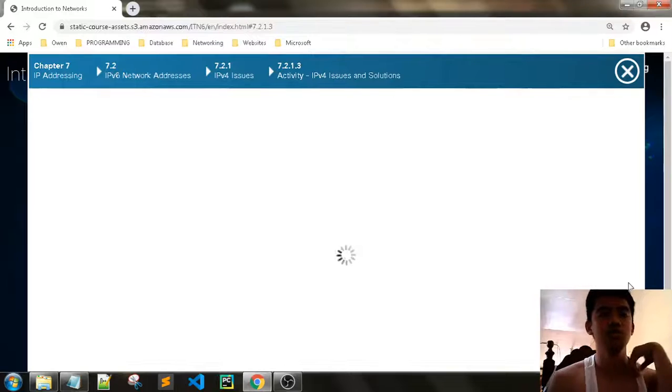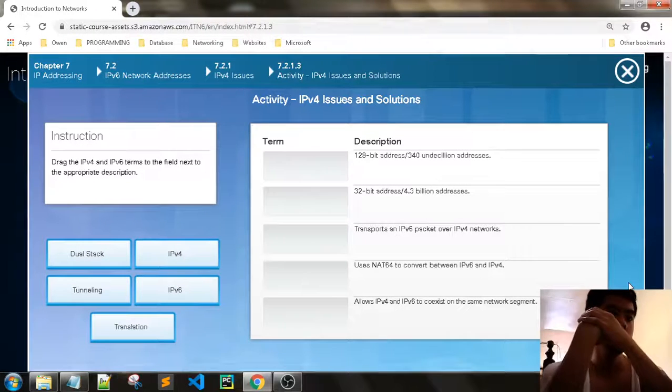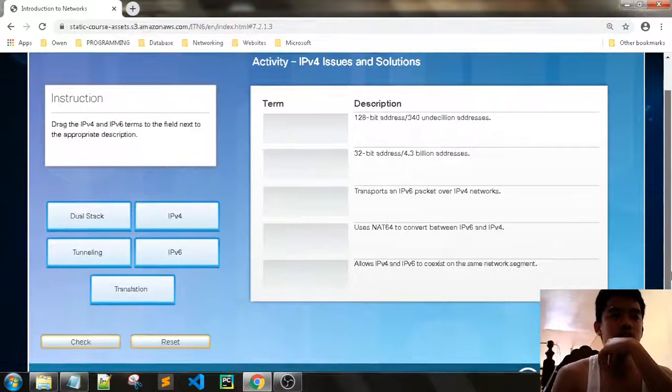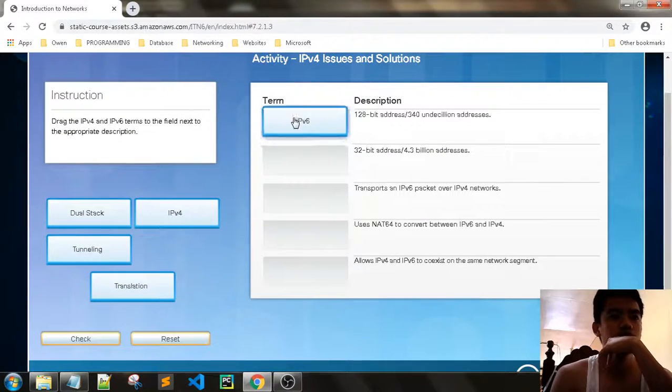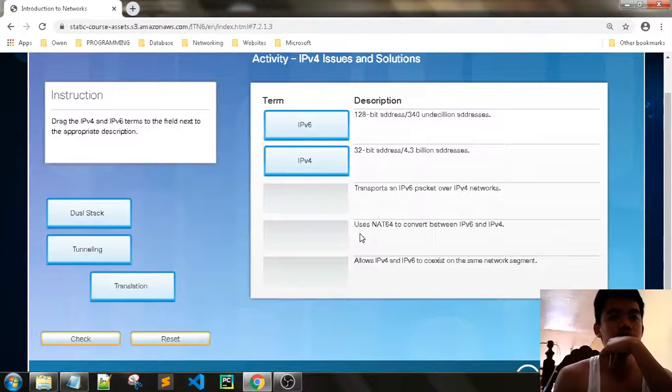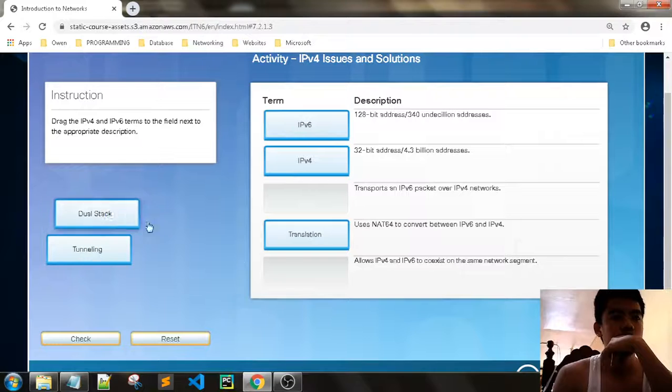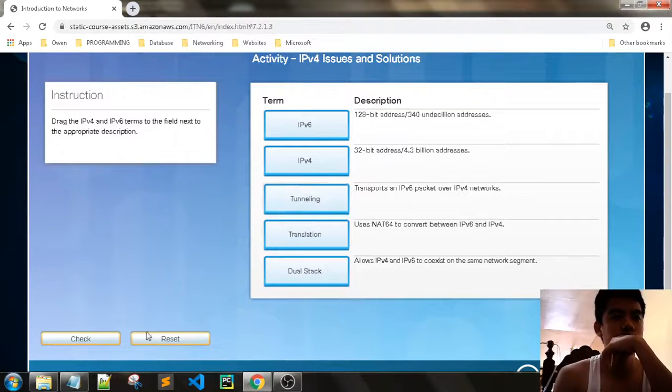IPv4 issues and solutions. So we have the 128-bit address in v6 versus v4. We have translation, dual stack, and tunneling.